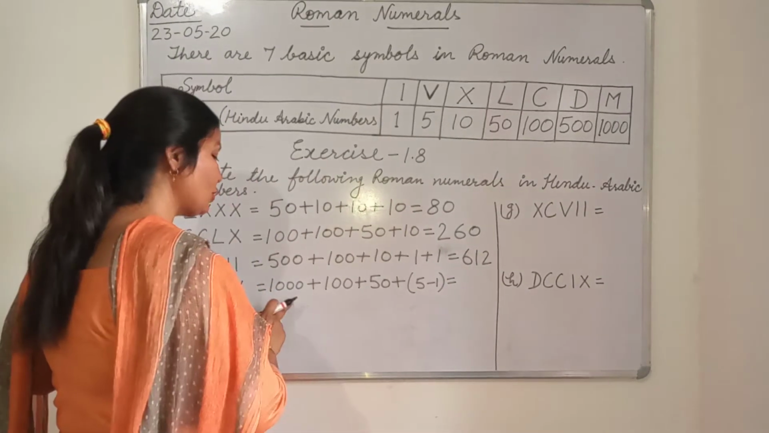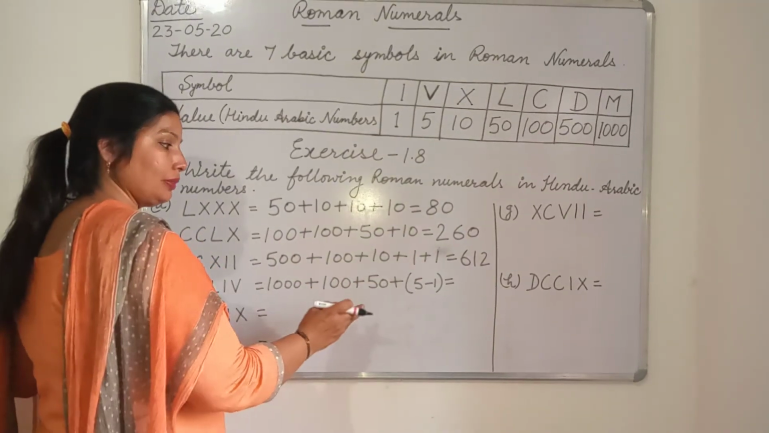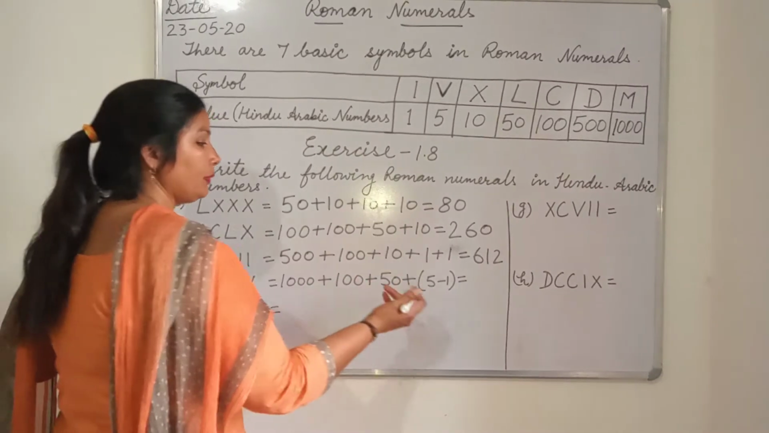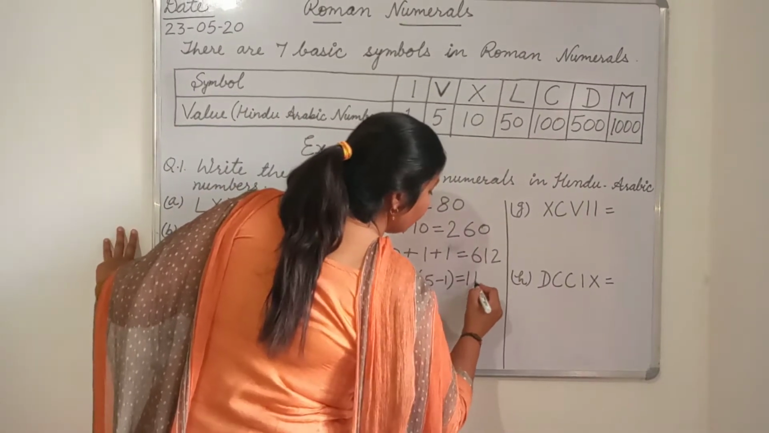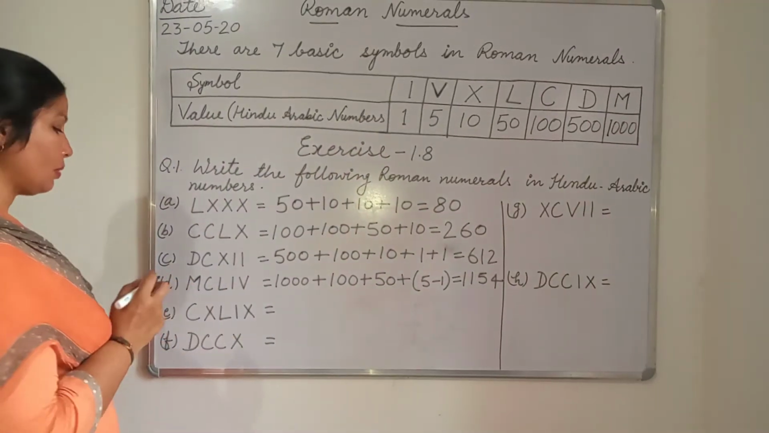So what's your answer? 1000 plus 100, 1100, plus 50, 1150, and 5 minus 1, 4. So 1154. That's your answer. So like this you have to solve.